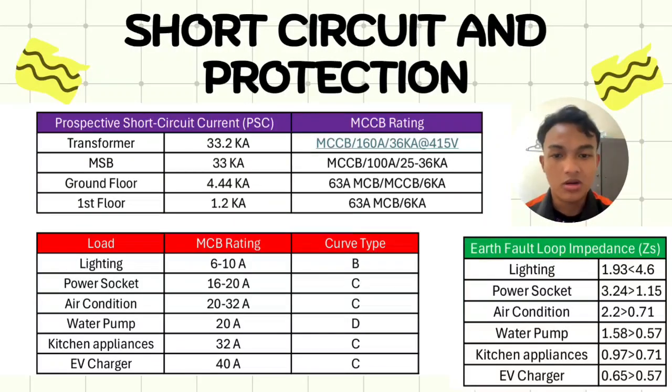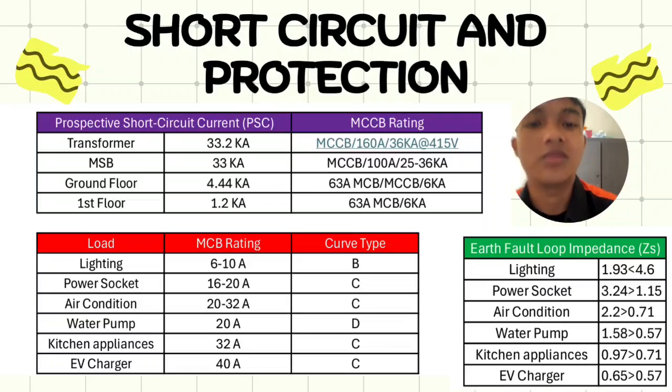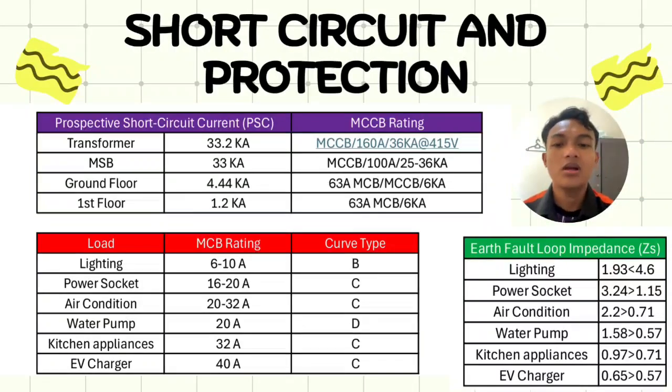I will be talking about the short circuit and protection system. Firstly, we will be talking about the PSC. The PSC can be calculated, but for this table I'll take it from the table given from the cable sizing. For the transformer and MSB, we have the same PSC of 33 kA.